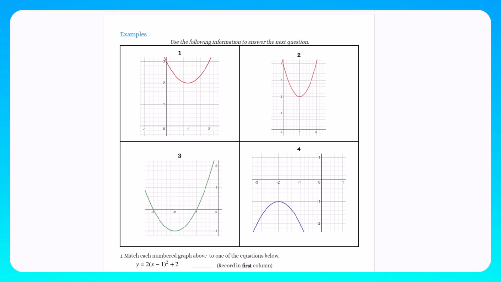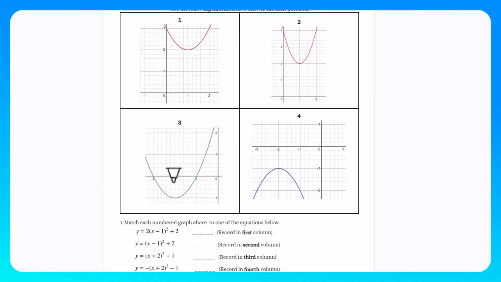Let's look here. In this question, it says match the numbered graph above to one of the equations below. So there's our 4 equations. It asks us to match them up with the number. So we need to look at the A value and vertex of each of these.